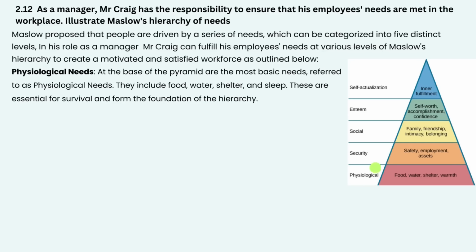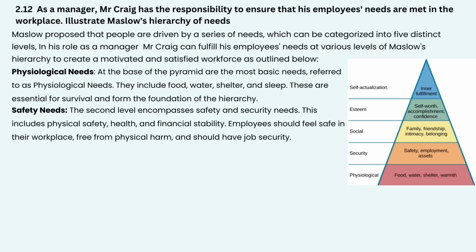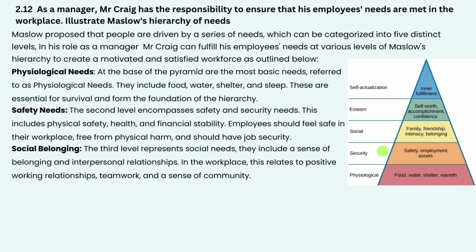Physiological needs. At the base of the pyramid are the most basic needs, referred to as physiological needs. They include food, water, shelter, and sleep. These are essential for survival and form the foundation of the hierarchy. Safety needs. The second level encompasses safety and security needs. This includes physical safety, health, and financial stability. Employees should feel safe in their workplace, free from physical harm, and should have job security.